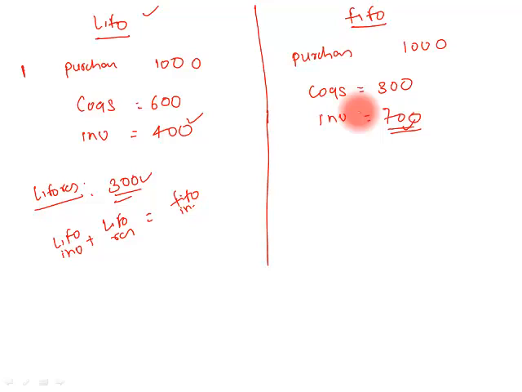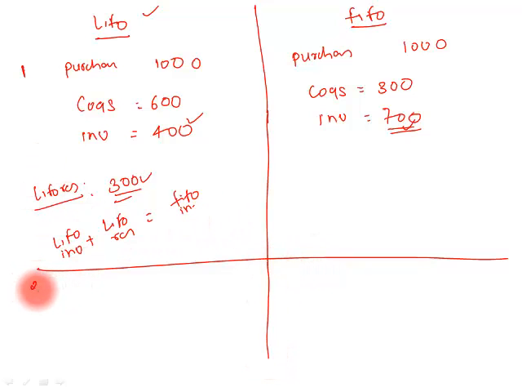Are we okay up to this? So if I tell you the other way around, that FIFO inventory is 700 and LIFO reserve is 300, how much is LIFO inventory? 400. Just reduce the amount from there and you get the inventory value. So you should be able to do it backwards and forwards. Now let's go to next year.